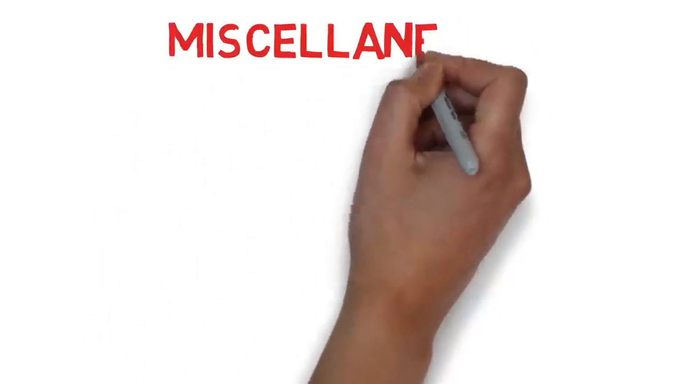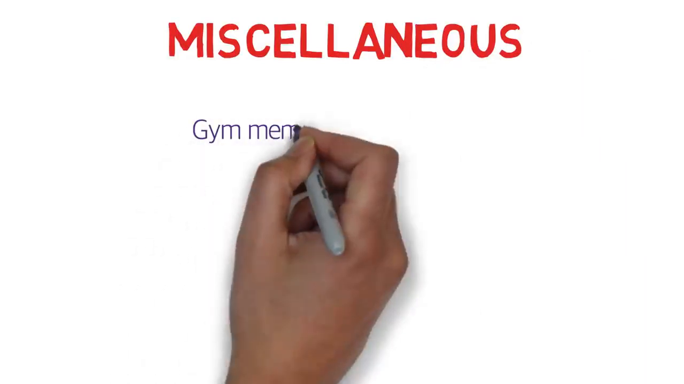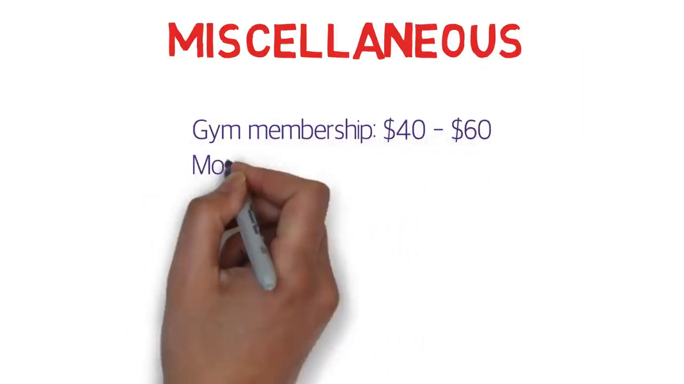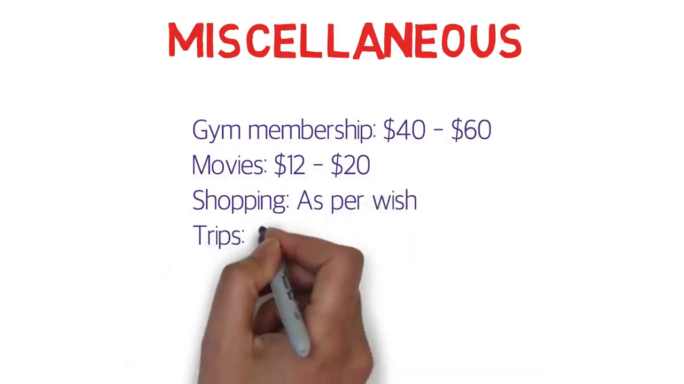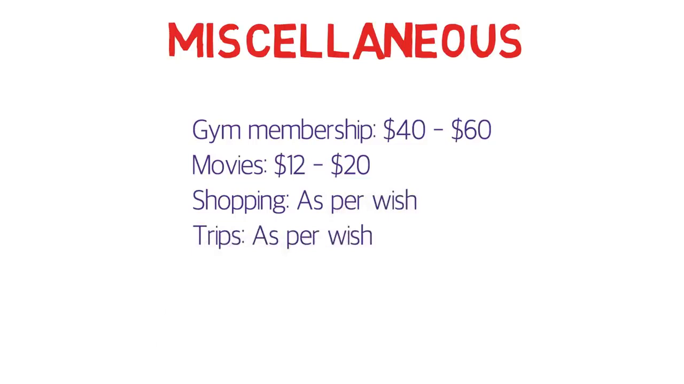Now the miscellaneous charges, something like gym memberships. You would spend $40 to $60 on a gym membership. For a movie, you might have to spend something like $12 to $20. For shopping, it is obviously as per wish. You can shop whatever you want and as much as you want, so I can't generalize it.